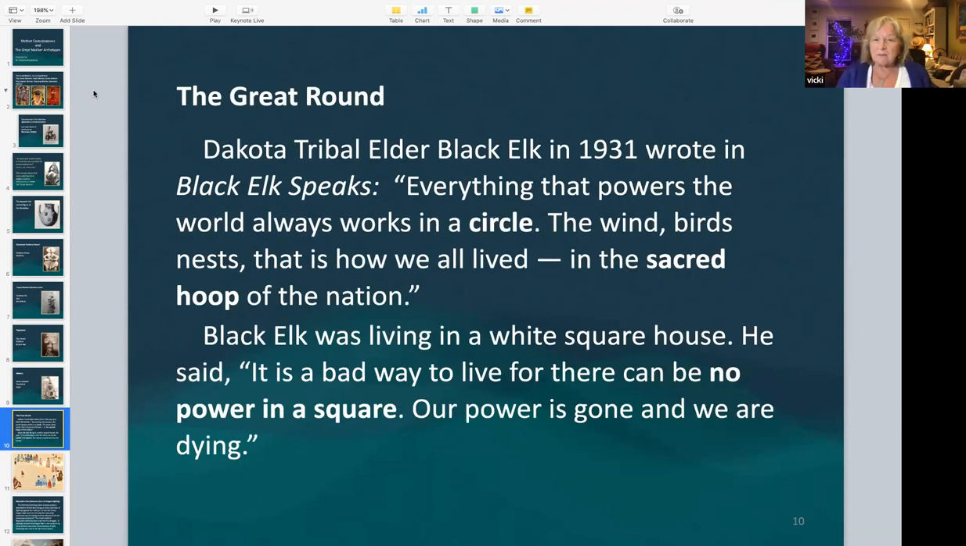And I wanted to bring in as many cultures as I could find, and a Native American culture really speaks to the great round. The Dakota tribal elder Black Elk in 1931 wrote in Black Elk Speaks, everything that powers the world always works in a circle. The wind, birds' nest, that is how we all live, in the sacred hoop of the nation. Black Elk was living in 1931 in a white square house given to him by the American government. He said, it is a bad way to live, for there can be no power in a square. Our power is gone and we are dying. Really sad.